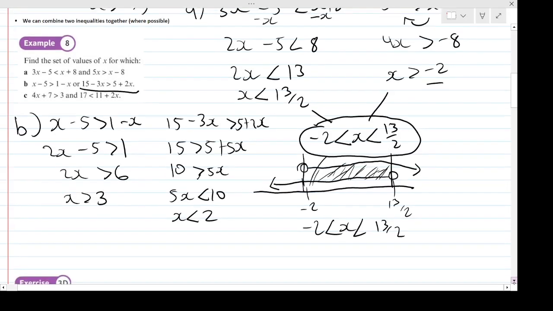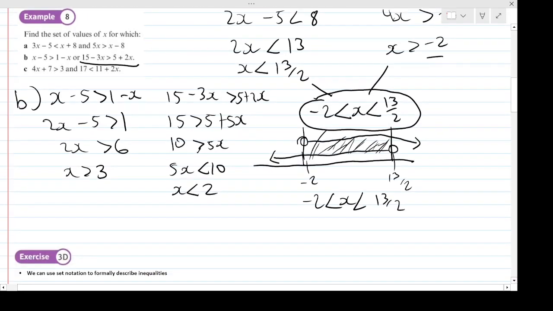Okay, and again, so let's have a think what they're saying. x has to be above 3, but then x has to be less than 2. So think about the number line. What would that look like? If we have 3 here and 2 there, x is above 3 and x has to be less than 2. There's no overlap, so there's no solution.